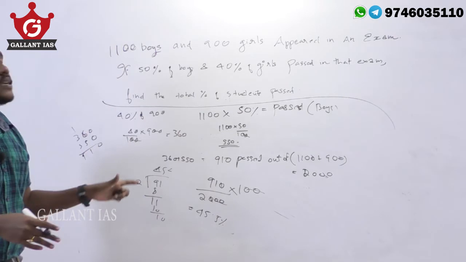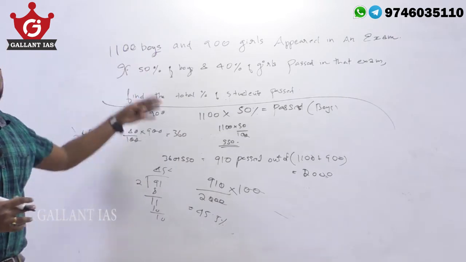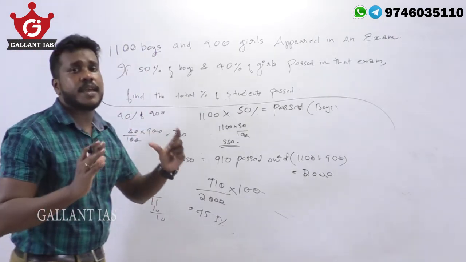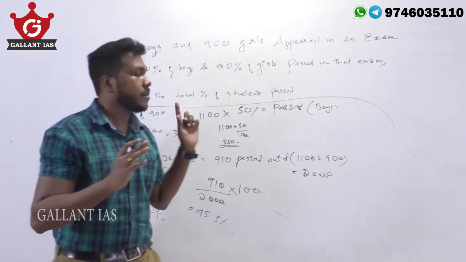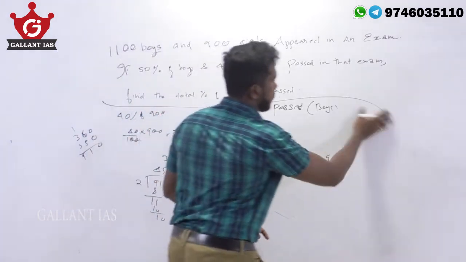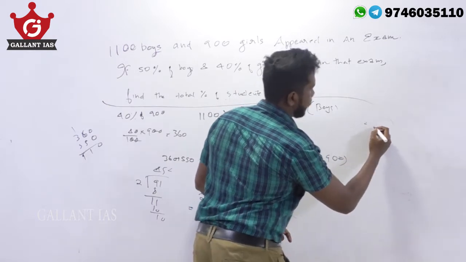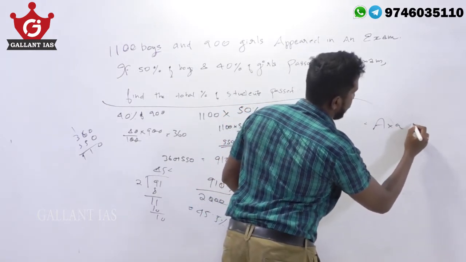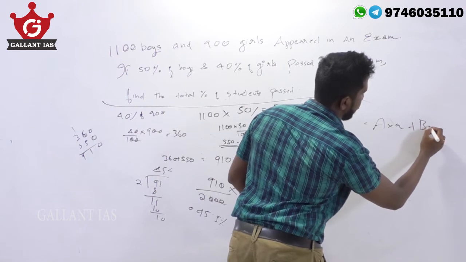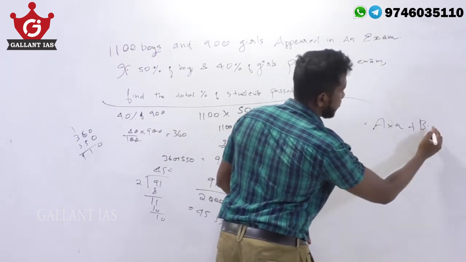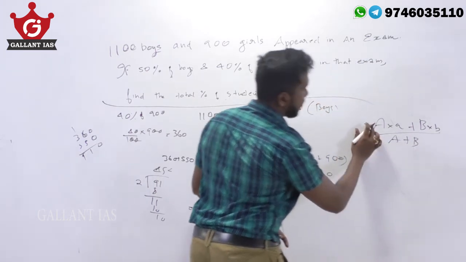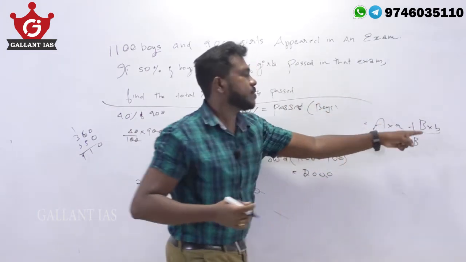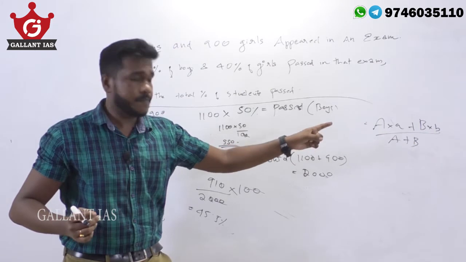So this is actually the conventional method and there are a whole lot of steps involved. Now there is actually a shortcut method. There is a direct equation in order to solve these types of questions. The equation is: capital A into small a plus capital B into small b, the whole divided by A plus B.